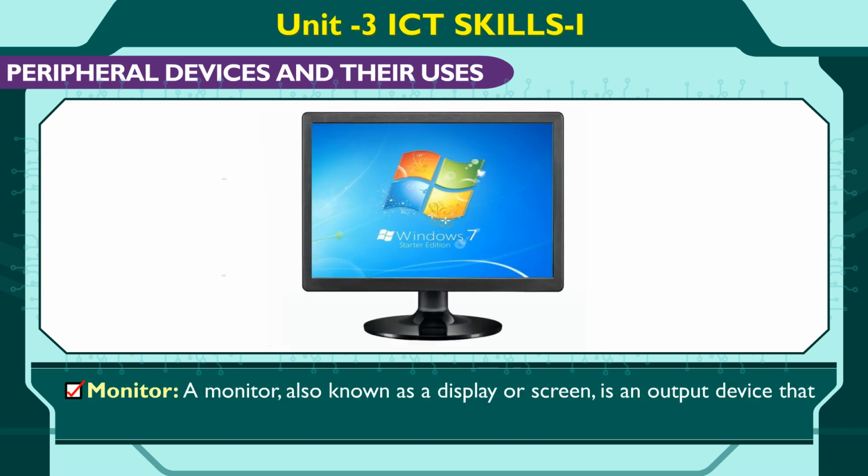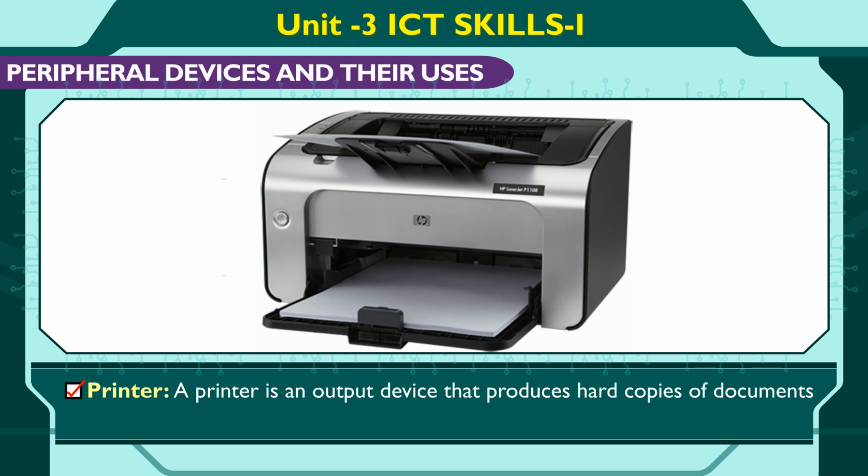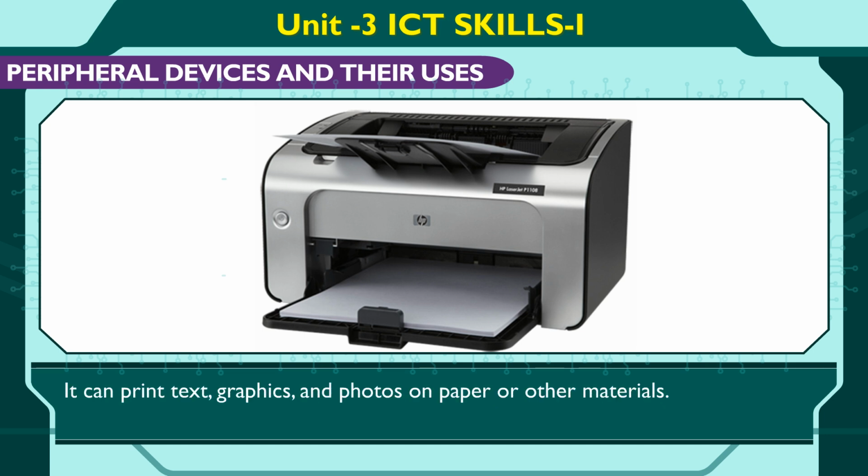Monitor. A monitor, also known as a display or screen, is an output device that shows visual information generated by the computer. It allows users to view text, images, videos, and other graphical content. Printer. A printer is an output device that produces hard copies of documents and images from the computer. It can print text, graphics, and photos on paper or other materials.